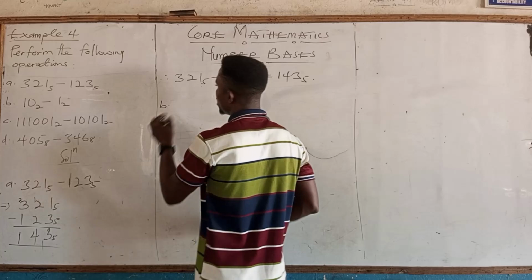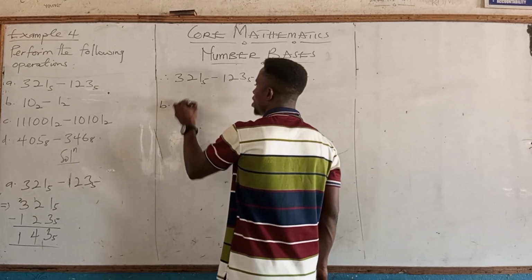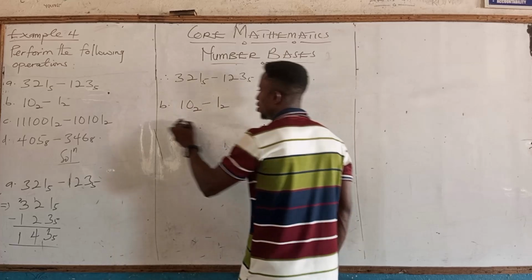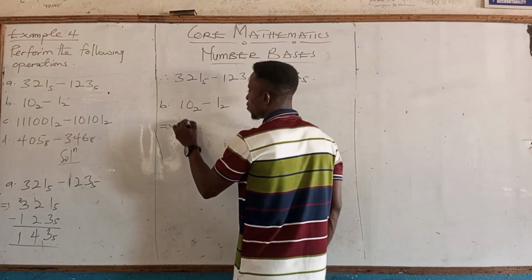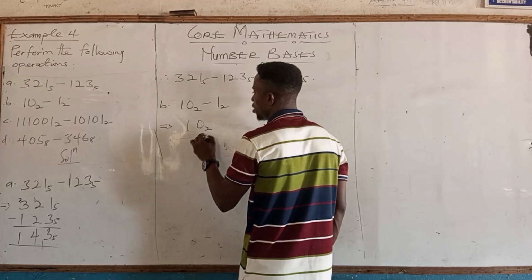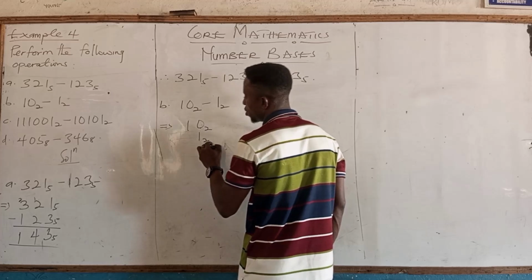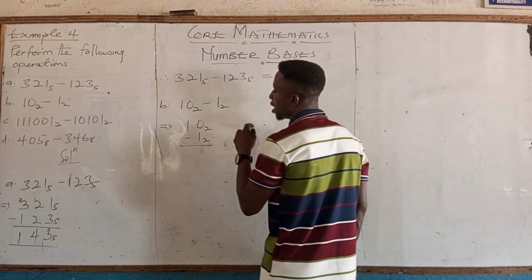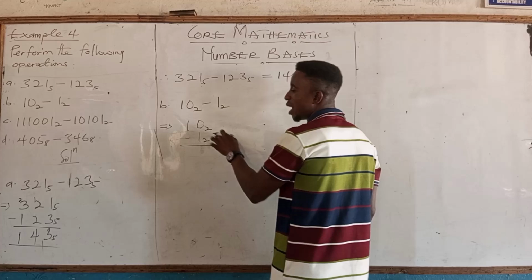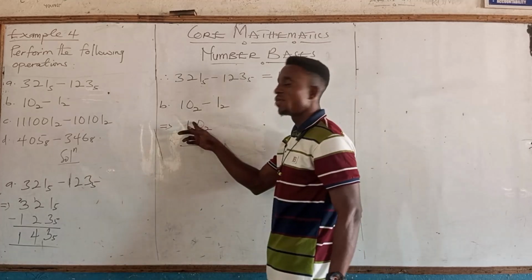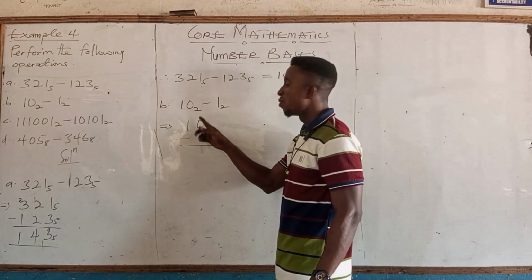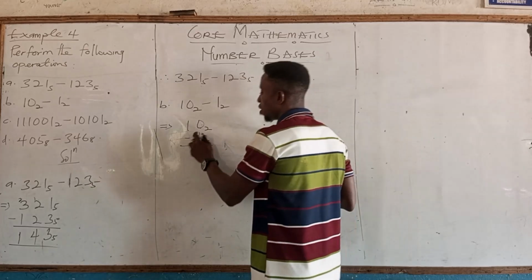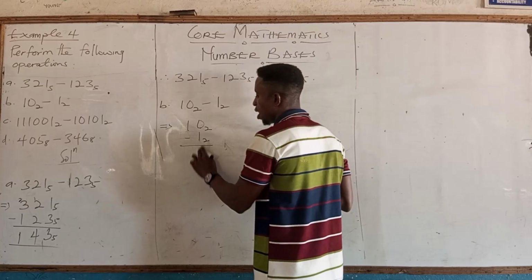Okay, let's proceed. The B says what? 10 base 2 minus 1 base 2. So this implies that I will have 1 and the 0 base 2, then the 1 base 2. So subtracting this one, if I subtract 1 from this, it can't be. So I have to go and borrow 1. Since we are in base 2, the one that we borrowed is now 2. When we add it to the 0, we get 2. So 2 minus 1 is 1. Are we getting that?